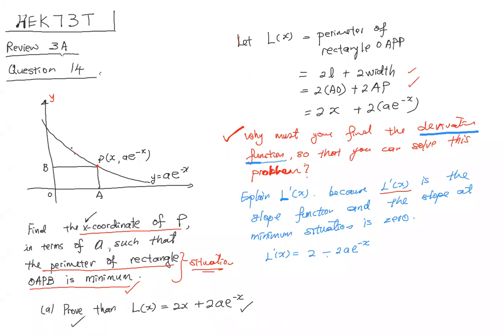Okay, so next step, I put this as 0. So therefore 2 and 2 can cancel. a e to the power negative x is equal to 1. So a over e to the power x is 1. So e to the power x is a. So therefore x is equal to ln a. Got it? Okay, Brandon. So the x coordinate of P is ln a.